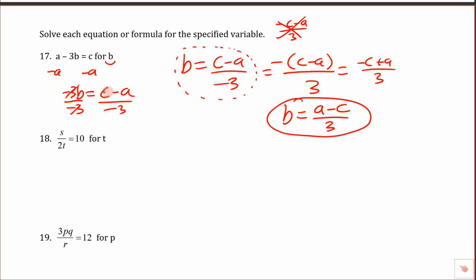Now, had we written this as negative a plus c over here and then moved it up there, that might have saved us a little bit of work. But either one of these is going to be okay, totally fine. Good answer right there. Let's take a look at this next one.